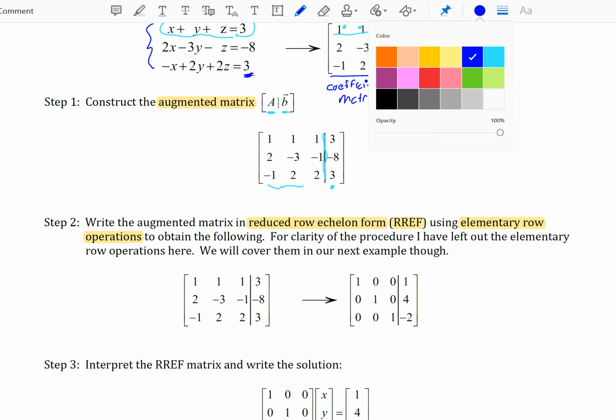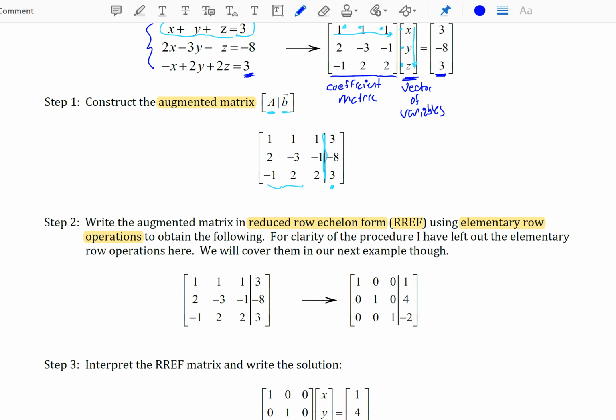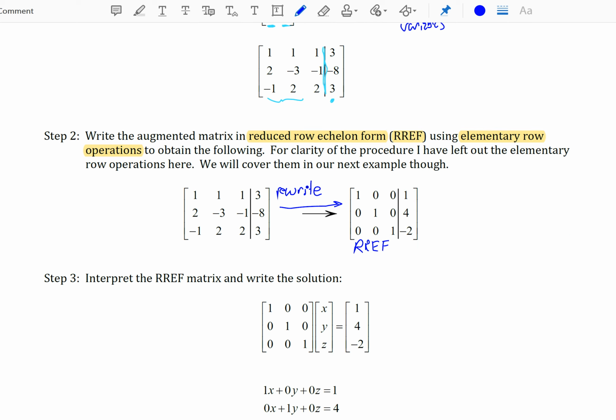But the idea is that you can rewrite your augmented matrix into what is referred to as RREF form using our elementary row operations. We then will interpret the RREF matrix and write the solution.